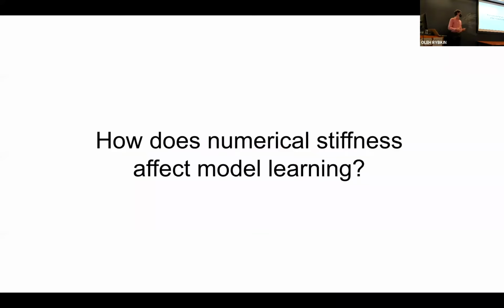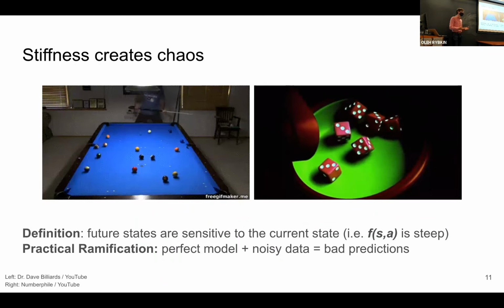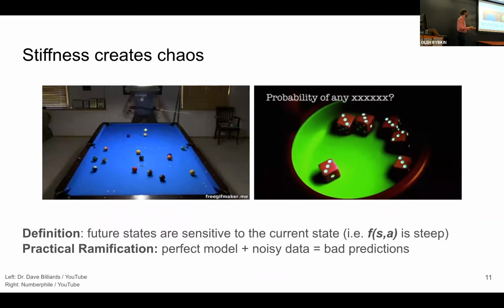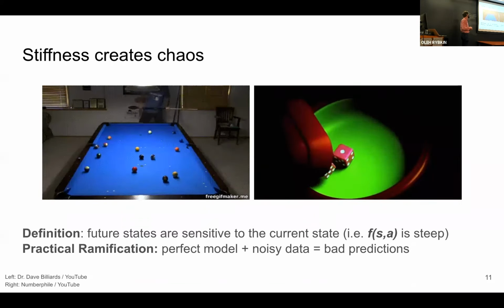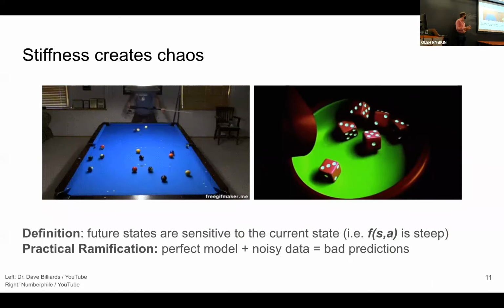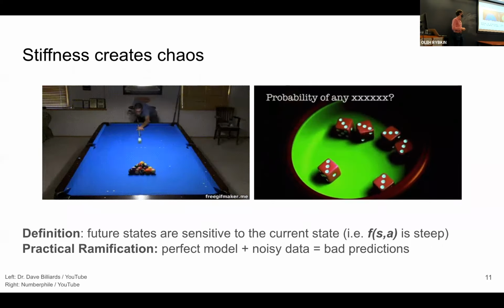So why would numerical stiffness be something that we would want to avoid? Well, in the domain of learning a model as a deep neural network, this can cause at least three separate issues that we've noticed. The first issue, which we're going to call chaos, is defined very similarly to how we define numerical stiffness, as high slope. Chaos essentially says that future states are very sensitive to their current state, which almost literally is saying that the slope of this dynamics update function is very high.